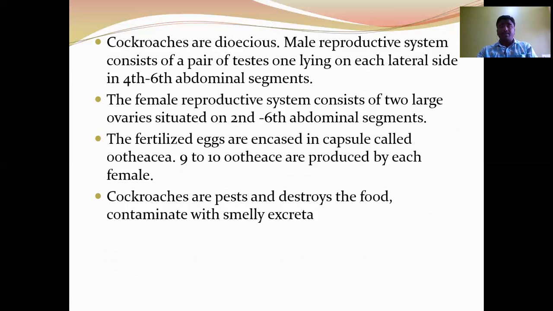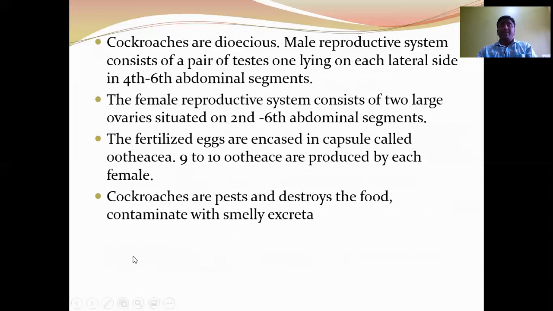The female reproductive system consists of a pair of ovaries, oviducts, vagina, and collateral glands. Ovaries are located on the lateral side, in the 2nd to 6th abdominal segments. Each ovary is composed of 8 ovarian tubules.